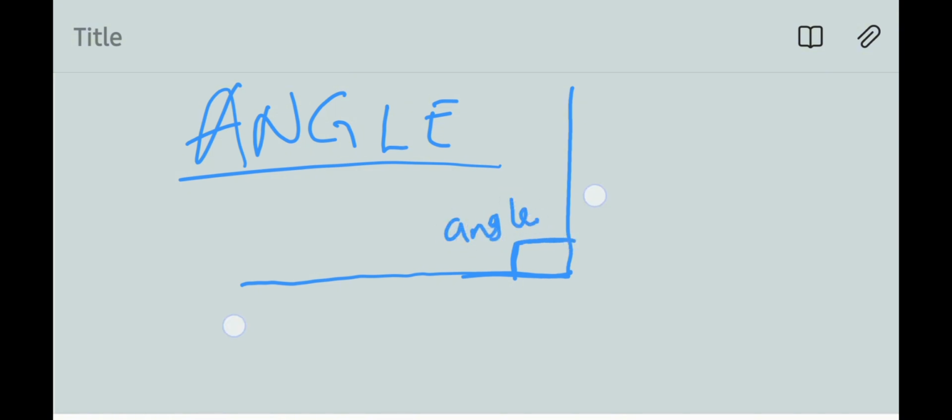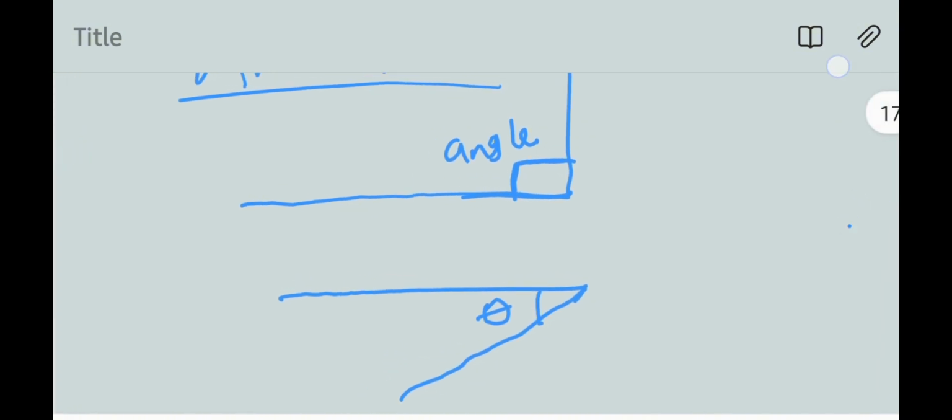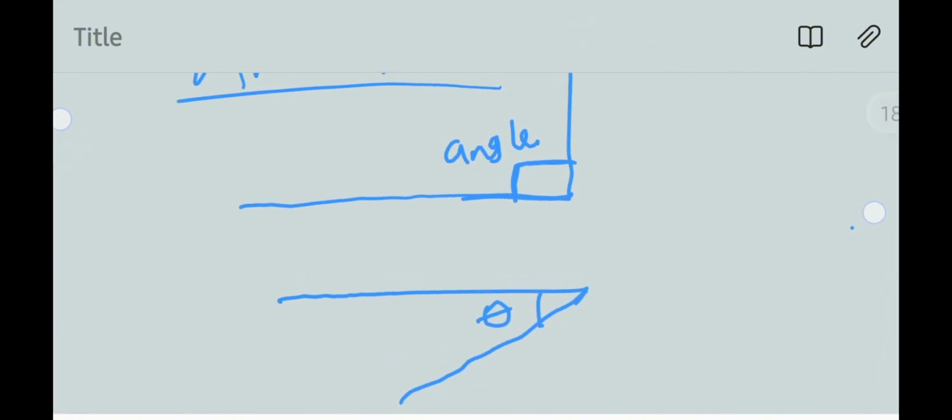Then it can be slanted. The line can be slanted, so it can be something like this. Either way, once they intersect, that's the word I was looking for. Once there is an intersection, then an angle is what is formed. Okay? Now the degree of this angle depends on a lot of factors, so we'll come back to that. So let's go forward and discuss the different types of angles that we have.